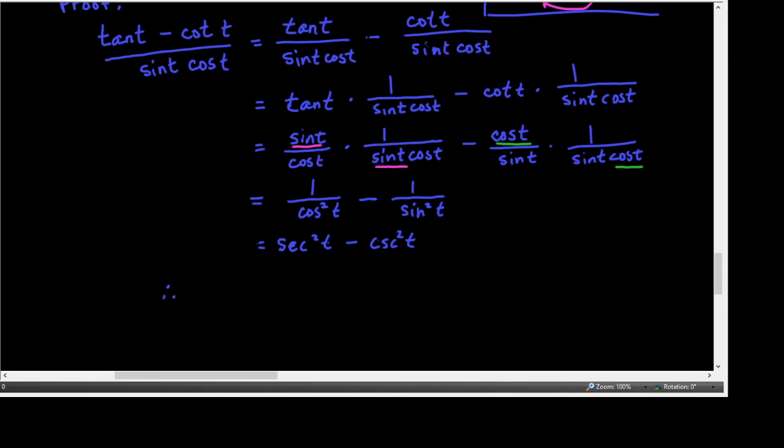Therefore, we now know for sure that tangent of t minus cotangent of t over sine t cosine t is indeed equal to secant squared t minus cosecant squared t. Okay, so that finishes up that proof.